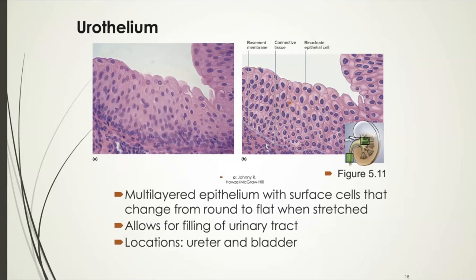Urothelium. So urothelium is the one that used to be called transitional epithelium. You are going to find them as multi-layered epithelium. They change. That's why they used to call it transitional. You are going to find them in the urinary tract, very specifically located in the ureter and the bladder.